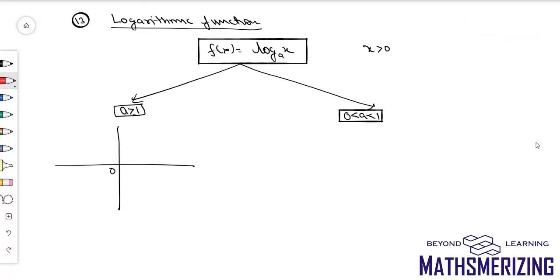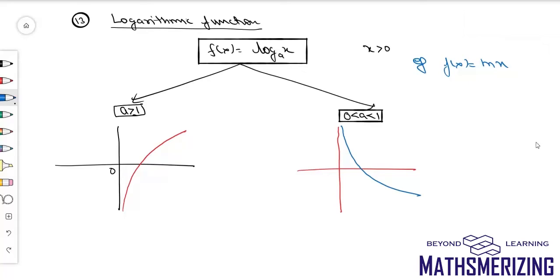So when the base is greater than 1, in that case log x is an increasing function. And when the base lies between 0 and 1, then log x will be a decreasing function. Say for example, f(x) equals ln x, which is log x to the base e. Now here, because the base e is greater than 1, the graph of log x is an increasing function.